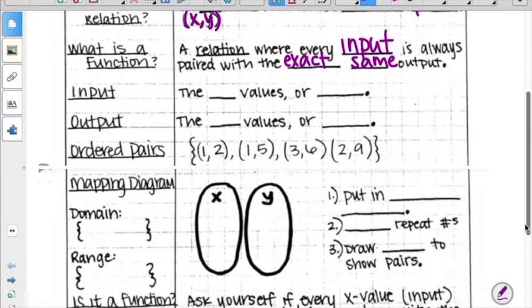The input are our x values in an ordered pair. Another term we use is the domain, D-O-M-A-I-N. The output are the y values. Another word we use for that is the range.